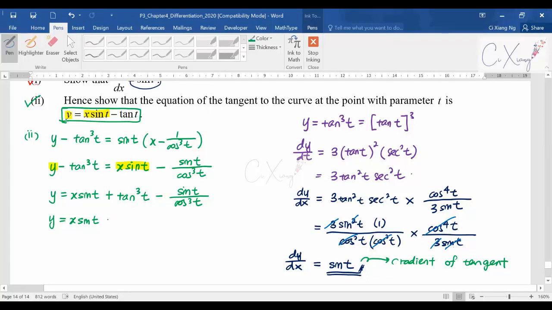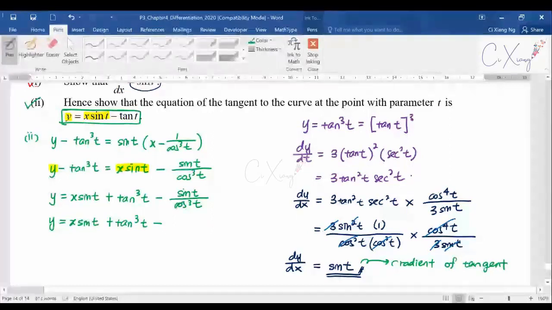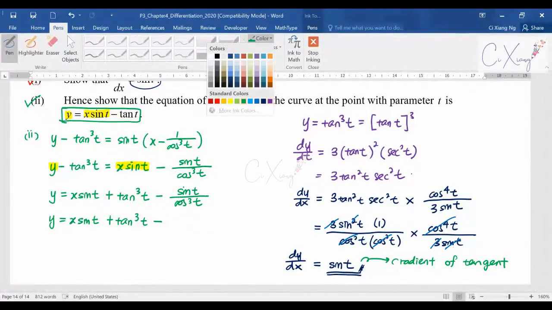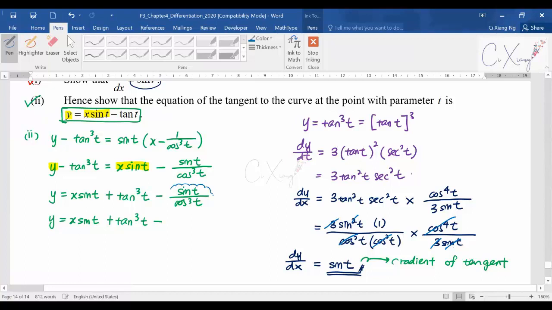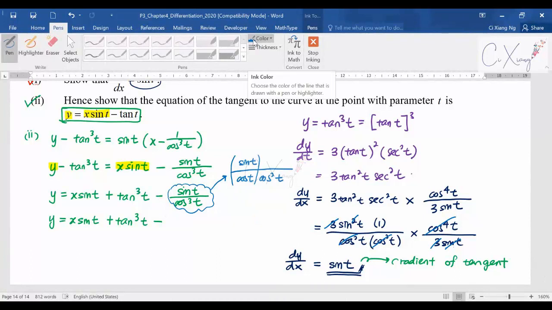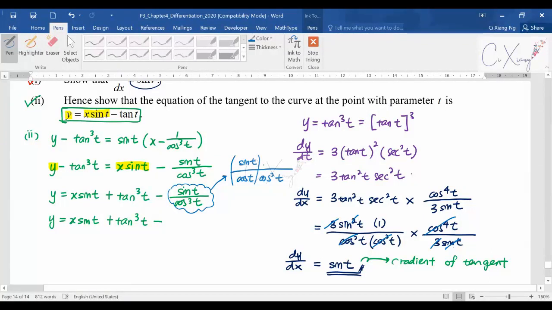Okay, so what can I do? All right, so maybe I try to make this one. I need to show it to you. For sine over cos power 3, I can write it as sine t over cos t times cos square t. So cos t times cos square t is cos power 3, right? Then for this part, sine over cos is tangent. So this is tangent t.